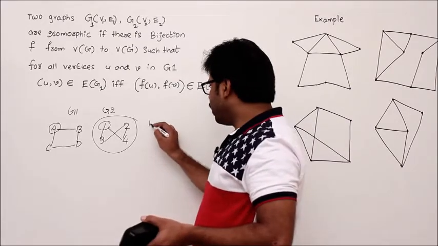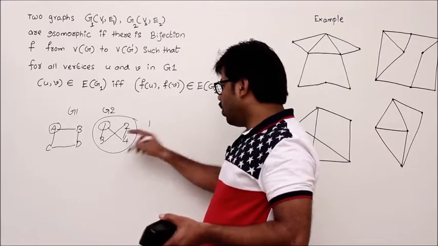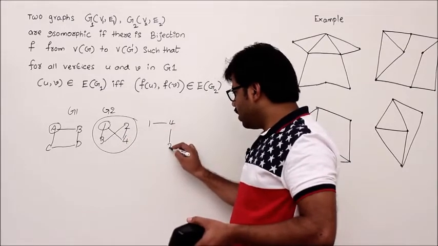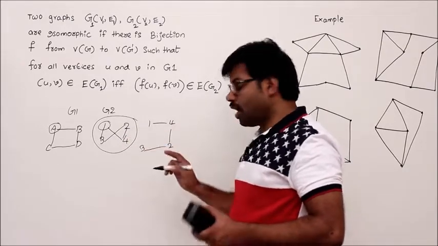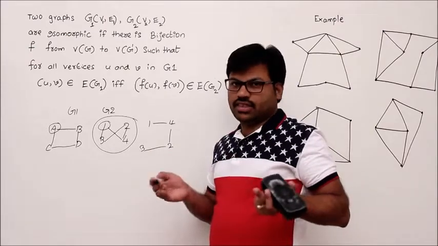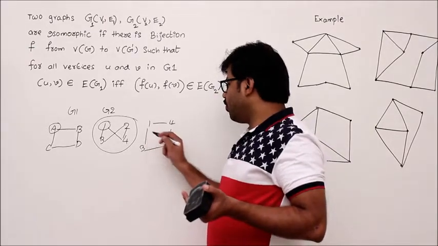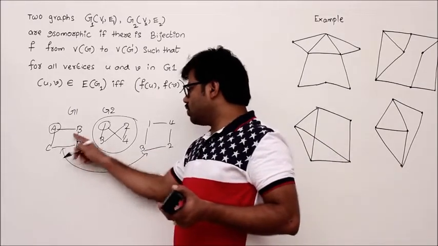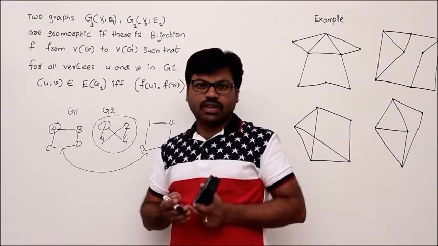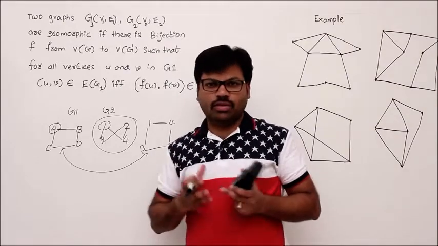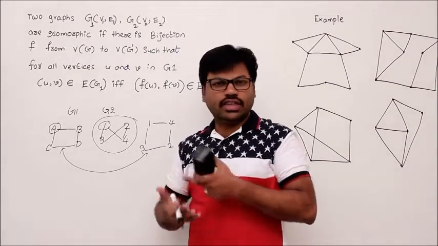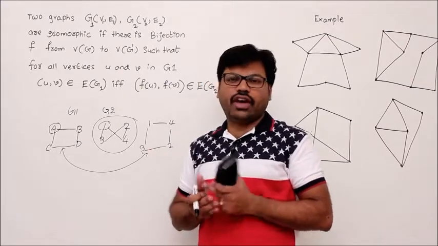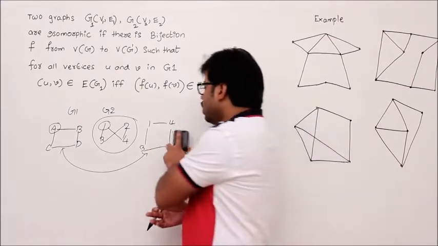For example, I redraw the graph: 1 to 4 I write first, then 4 to 2, then 2 to 3, so I am not losing any adjacency. Then 3 to 1, and I get the same graph, right? So then these two graphs are called isomorphic. So far, whatever I told you is the informal idea about isomorphism. Then what is the formal definition of isomorphism? We'll see.